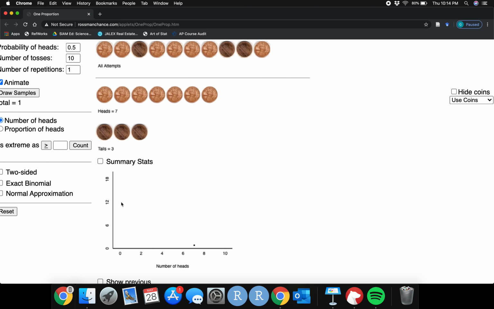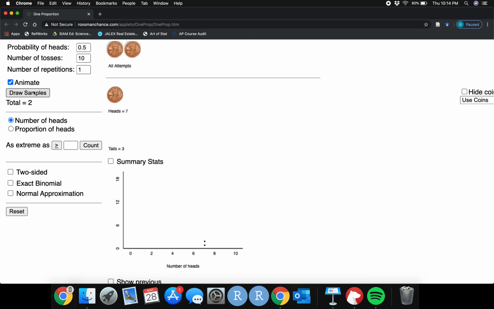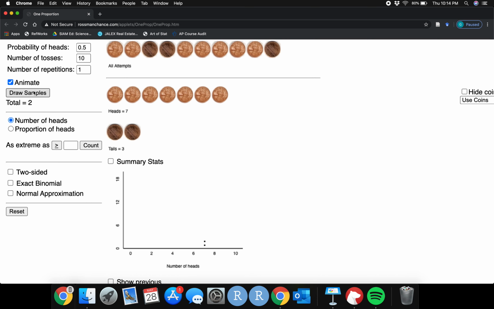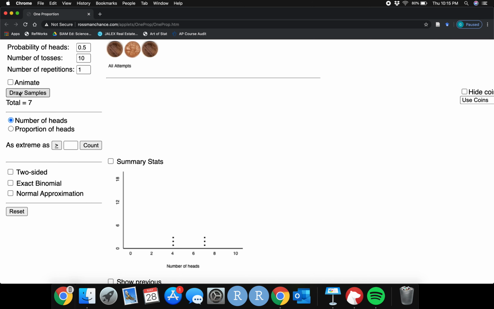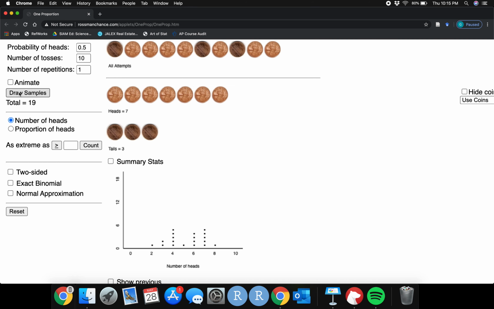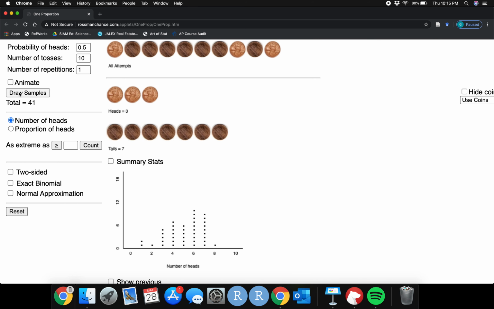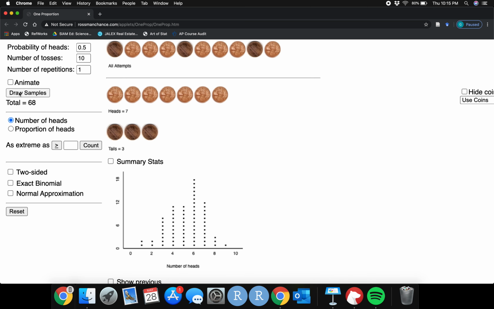And if I flip the coin again, it turns out it was 7 heads and 3 tails again. And so they put another dot at 7. Now I'm going to turn off the animate feature, and I'm going to do these 10 flips a bunch of times. As you see, when I click here, the dots are going up. I'll do this 100 times, and then we can look at what happened.